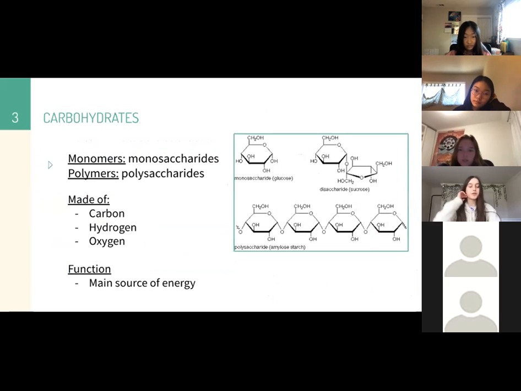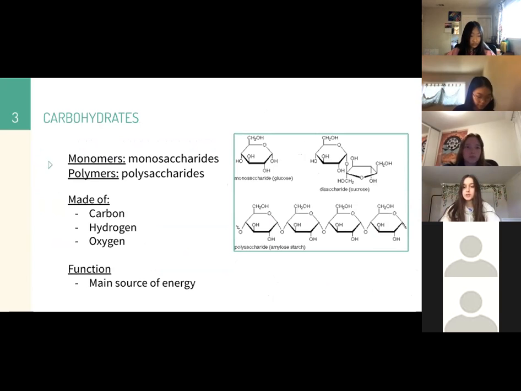So our first macromolecule is carbohydrates. Its monomers are called monosaccharides and the polymers are called polysaccharides. And monomers make up polymers. So basically you can think of monomers as a puzzle piece and polymers as the actual puzzle. Carbohydrates are made out of the elements carbon, hydrogen, and oxygen, so you can remember CHO. Its function is that it's the main source of energy. You get it from food such as bread and rice.